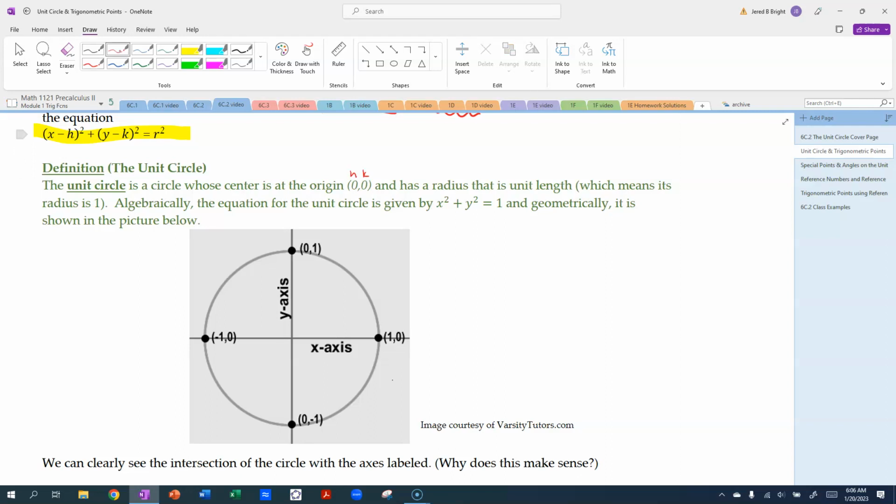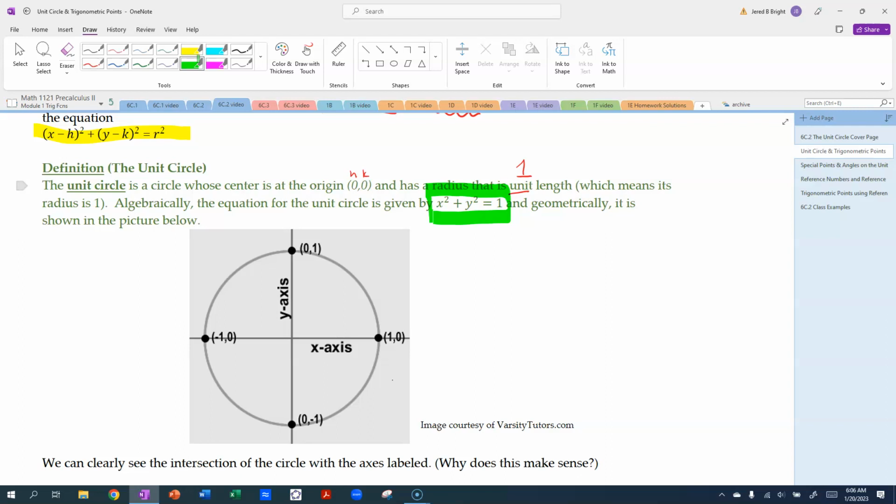And it has a radius that is unit length. The language of unit in math means 1, so its radius is 1, and that's what the parenthesis says. Our equation reduces nicely, and this is the equation of our unit circle: x squared plus y squared is equal to 1. I'm going to see that over and over, so get that into your brain.